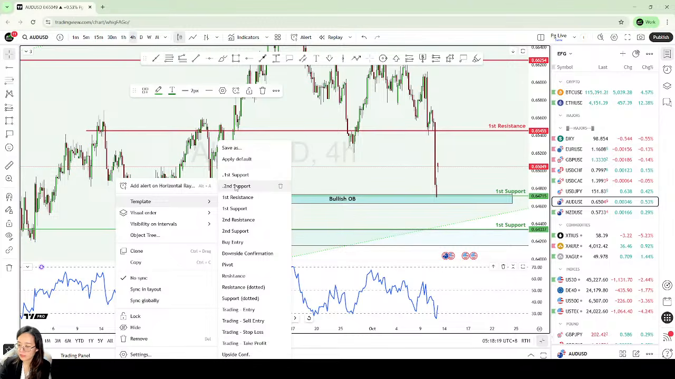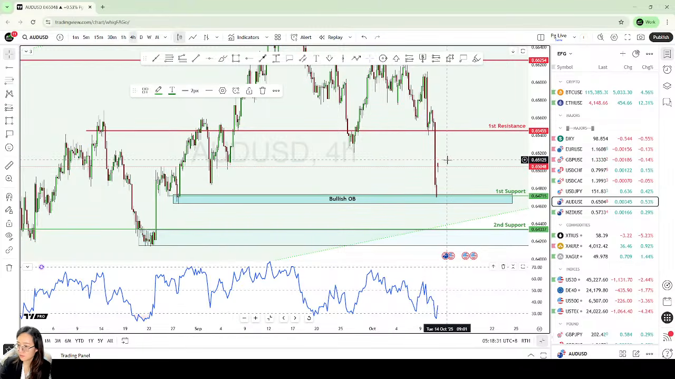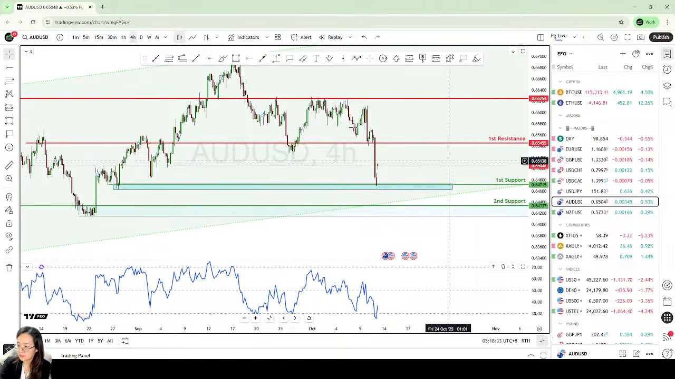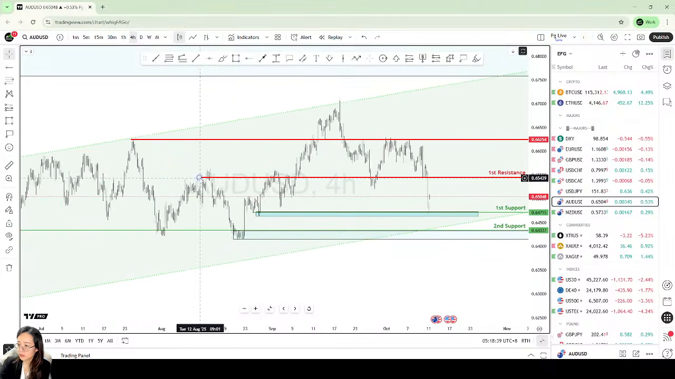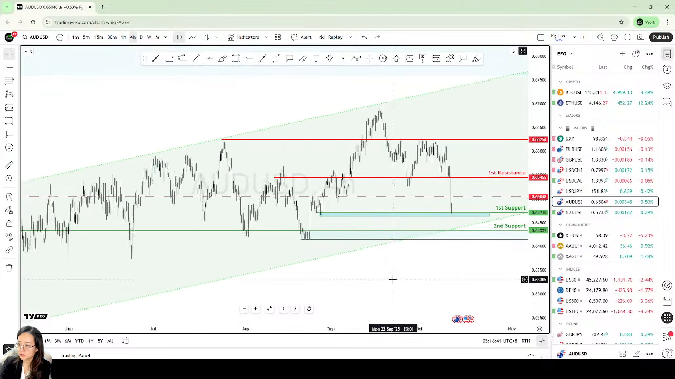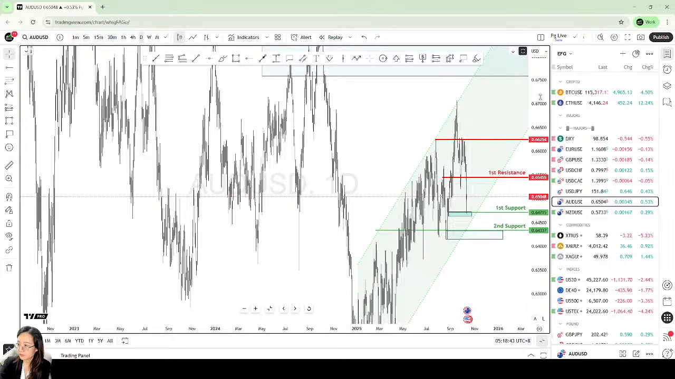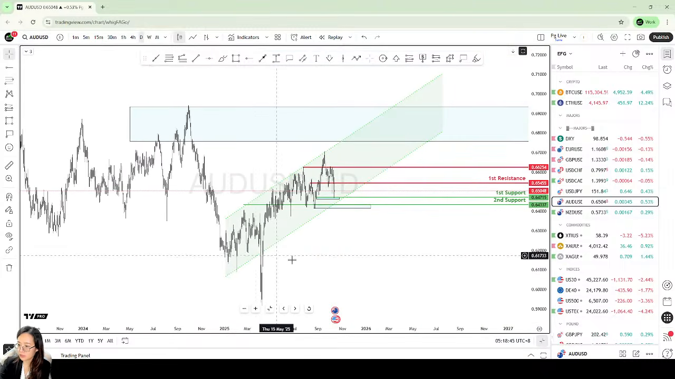Okay guys, so basically I'll do top-down analysis and I'm going to highlight the key levels on H4. H4 means that this is going to be the day trade. Okay, this is going to be the second support level. I do top-down analysis so you can see at least the direction. Okay, you're going to look here. This is the bullish channel.